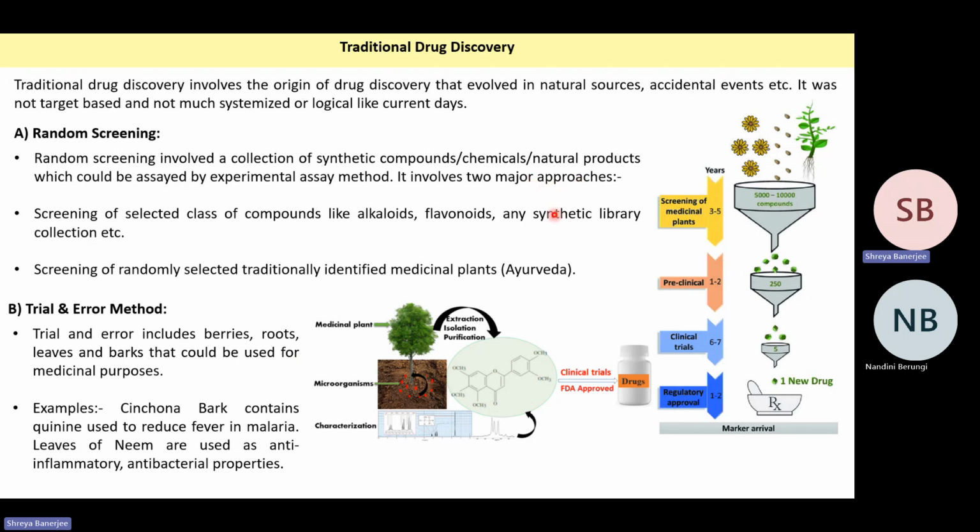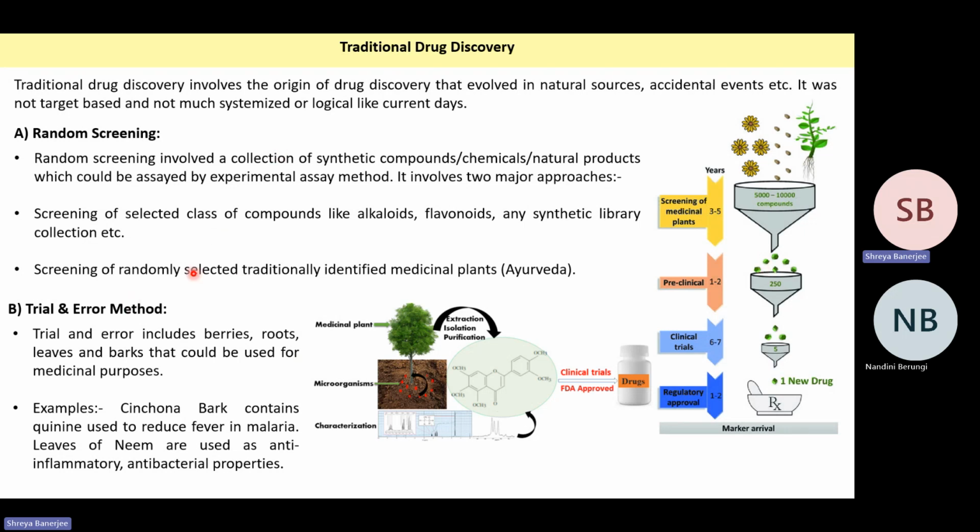It involved two major approaches. One is a selected class of compounds like alkaloids, flavonoids, or other synthetic library is screened to check their activity. You can see there are around 500 to 1,000 compounds from medicinal plants, which are screened to find their biological activity, and this process takes 3 to 5 years. The two ways of doing this: one is screening a particular class of compounds. Like you have a class of compounds called alkaloids, so you screen all the alkaloids.